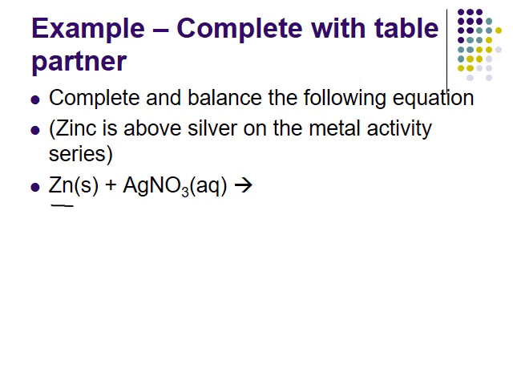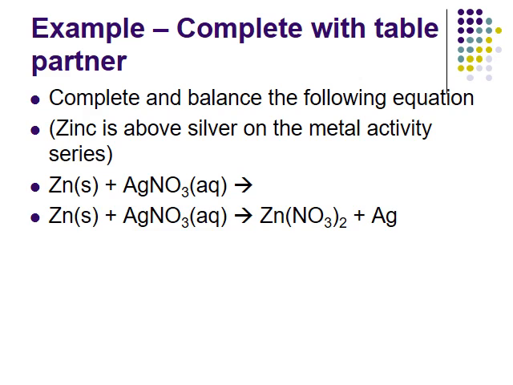So the zinc is going to try to replace the silver. Zinc is above silver on the metal activity series, so this will absolutely go ahead as planned. So the zinc is now going to be at the nitrate, the silver is by itself. Now, when we complete this, notice that nitrate went from having a subscript of 1 to a subscript of 2.